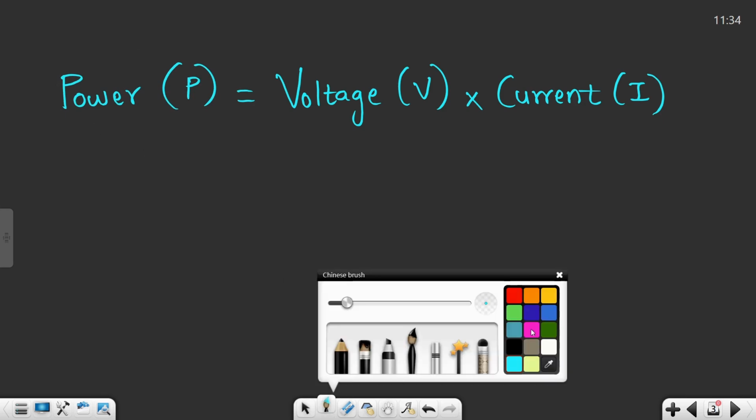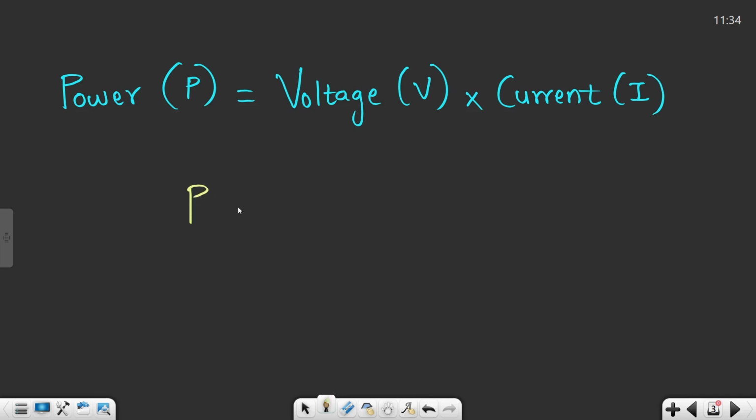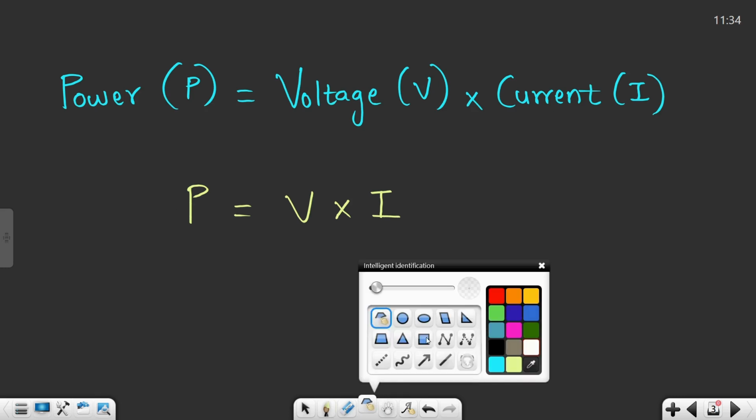Now let me write it in short form. Power is equivalent to V times I. Based upon unit only we deduced this particular formula. Let me just highlight this particular point.